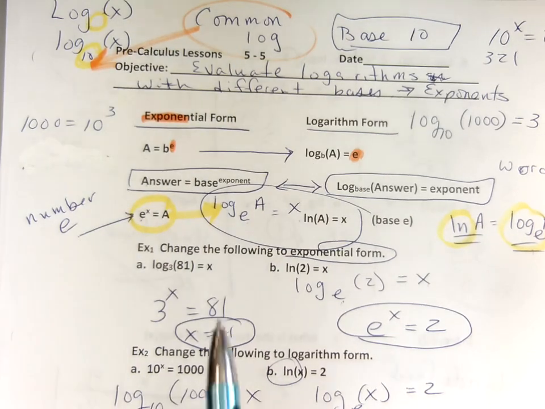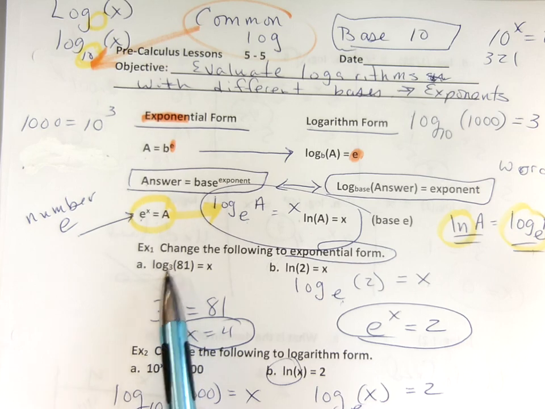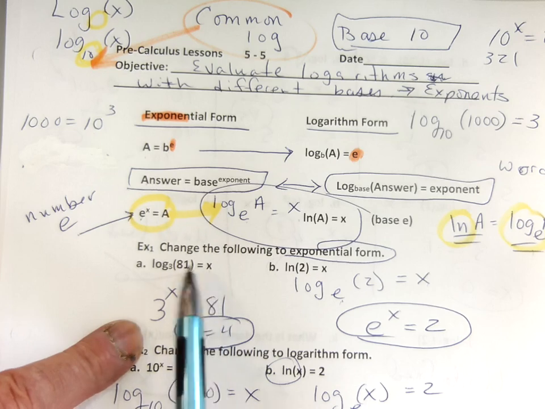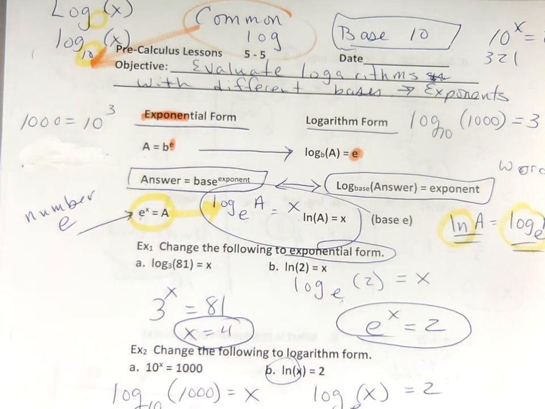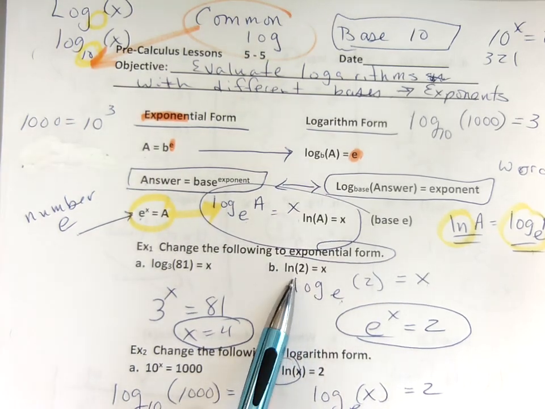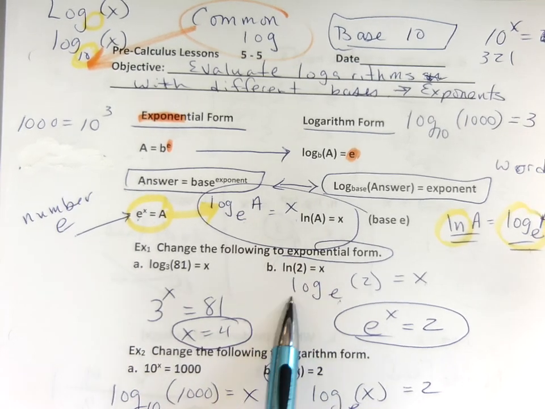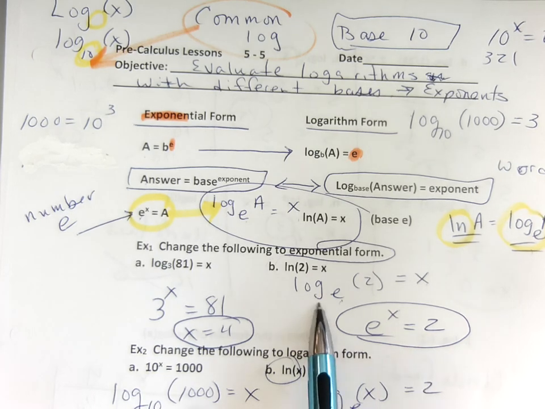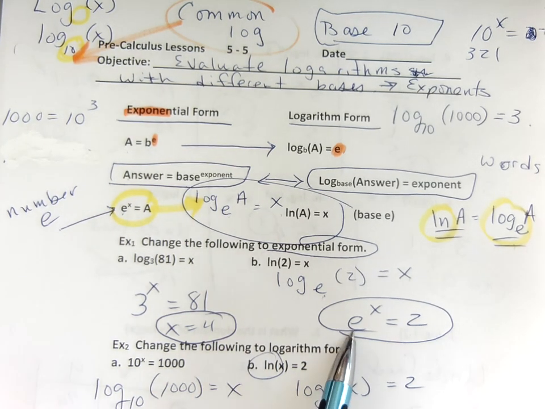So, first example, we changed it to log form, okay? So 3, that's my base. My base is 3 to the x power equals 81, okay? So just change it, 3 to the x power equals 81, and sure enough, x is 4 because we know 3 to the 4th power is 81, okay? B, we want to change it to exponential form. So ln means log of base e. So then we're going to go e to the x equals 2.